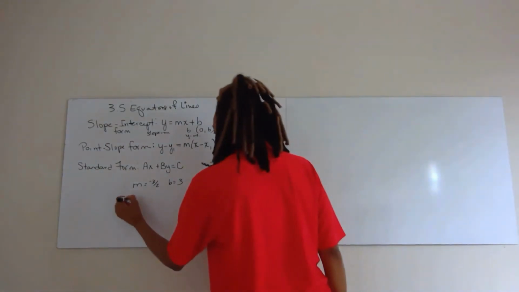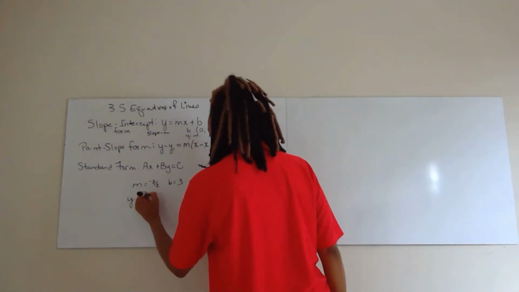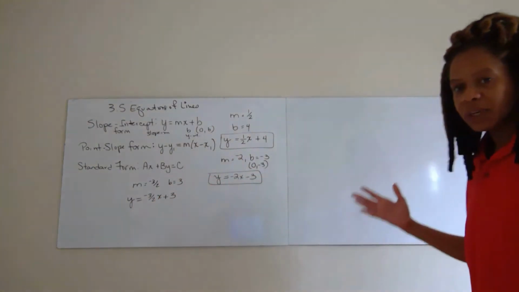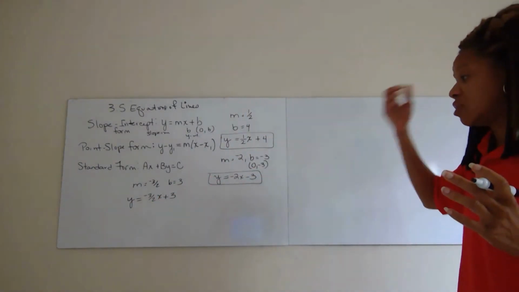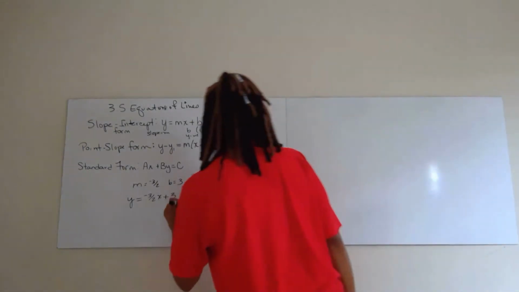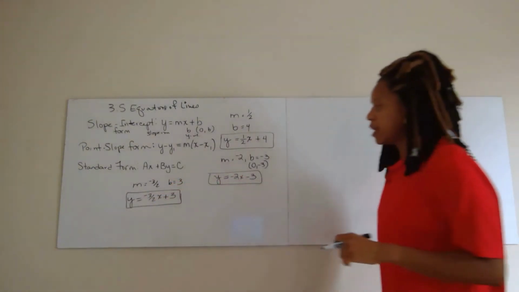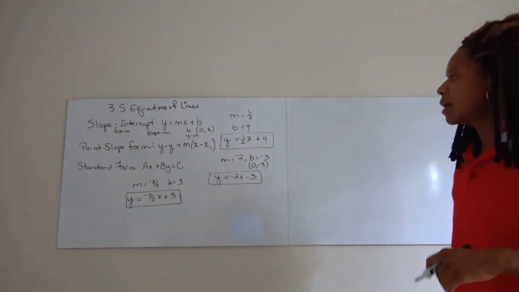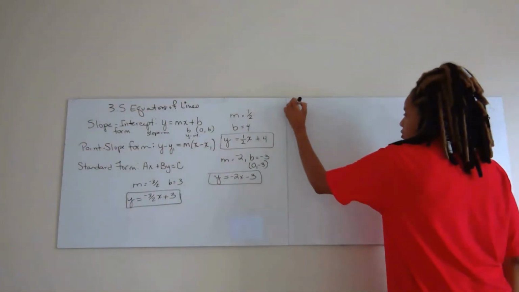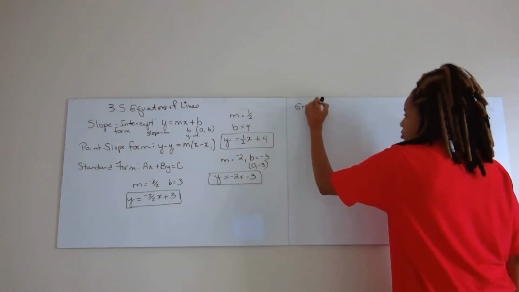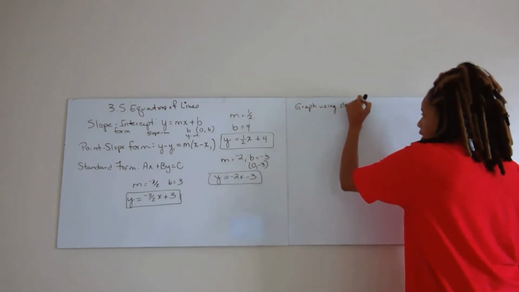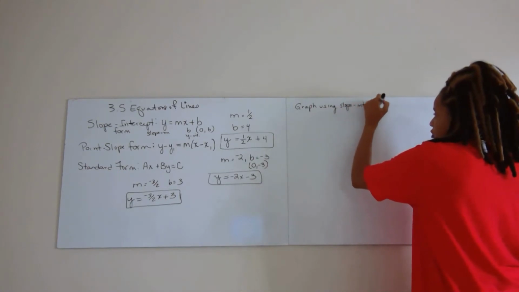So what do we get? We get y equals -3/2x plus 3. And that's it. Given a slope and given a y-intercept, you should be able to put it in slope-intercept form, okay? All right, next we're gonna graph using the slope-intercept form, or using the slope and an intercept.